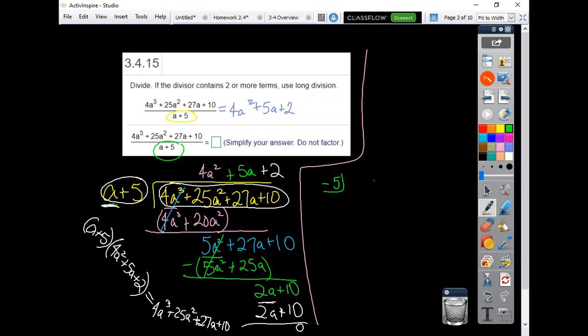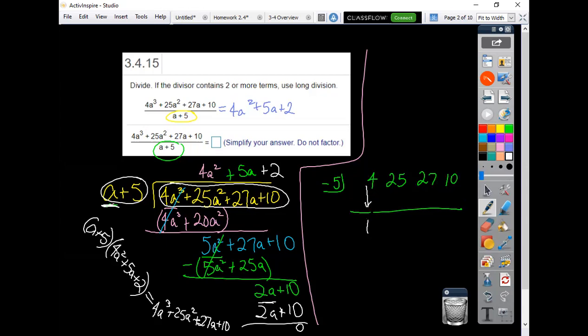The coefficients on all my terms come down next: 4, 25, 27, and 10. And if you look at what we're doing and compare it over here to this long division problem, you can actually follow where some of these parts come from and where they go.